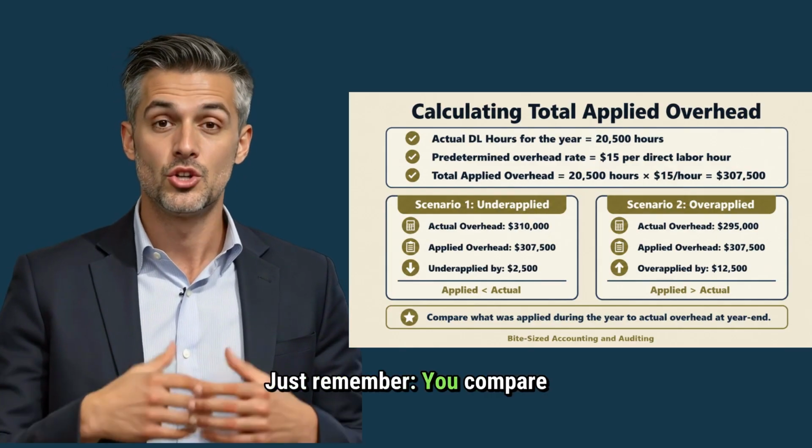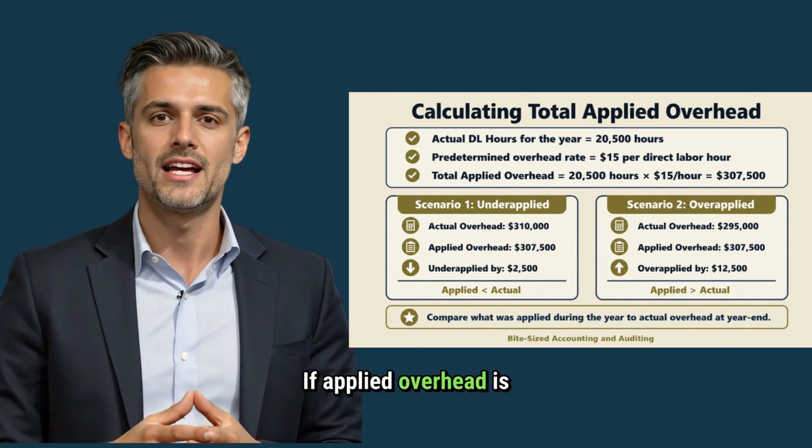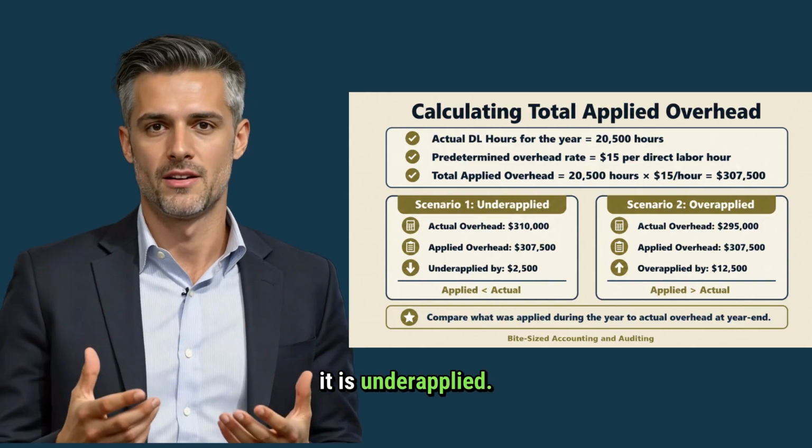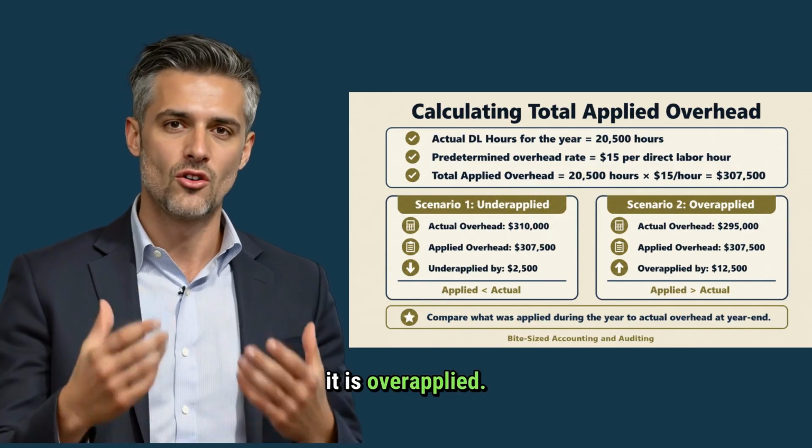Just remember, you compare what you applied during the year to what was actual at the end of the year. If applied overhead is less than actual overhead, it is underapplied. If applied overhead is more than actual overhead, it is overapplied.